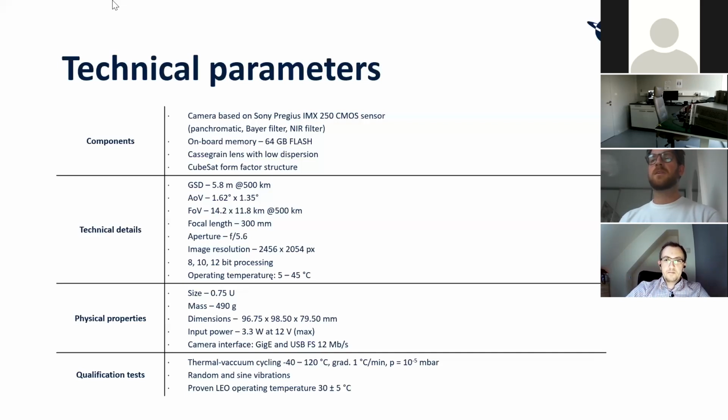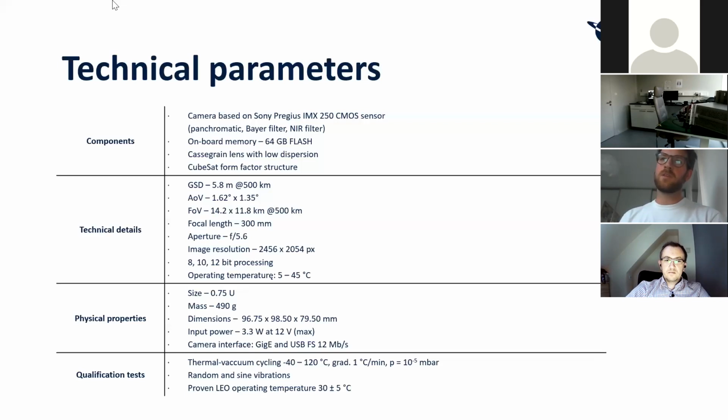Okay. And just on the technical parameters side, you have an operating temperature of 5 to 45 degrees for the camera, but the qualification test has been done from minus 40 to 120 degrees, which is beyond the operating temperature. So how does it survive that extreme? And why do we need to go to that extreme when your operating temperature is only 30 plus minus 5 degrees? So the story is the following.